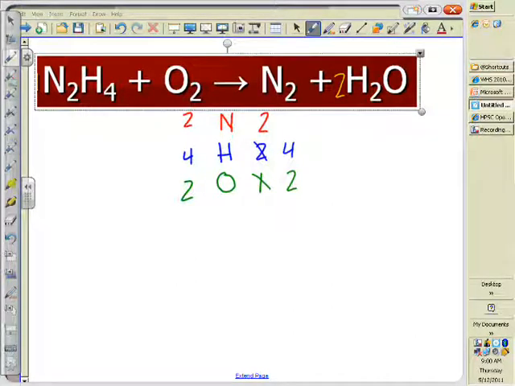Okay? Is this a balanced chemical equation? Yes. Okay? We didn't change any of the subscripts, but by adding coefficients in front, we've made the same number of atoms left and right. Okay?